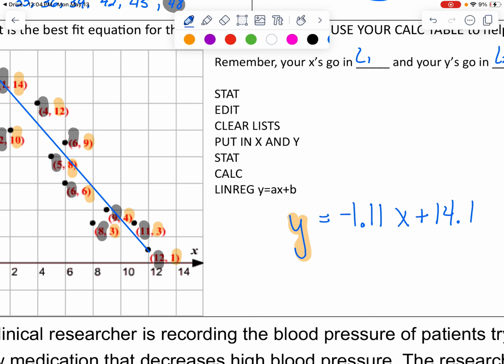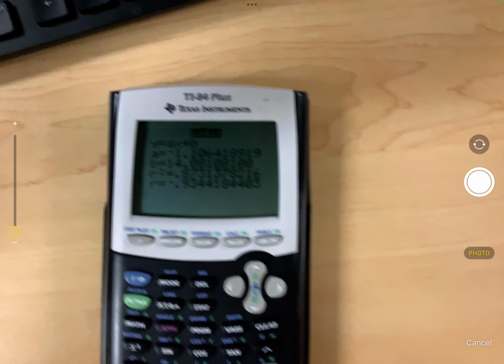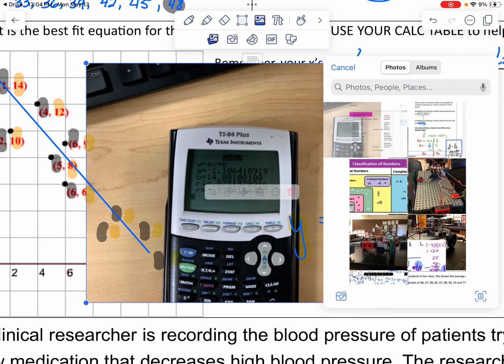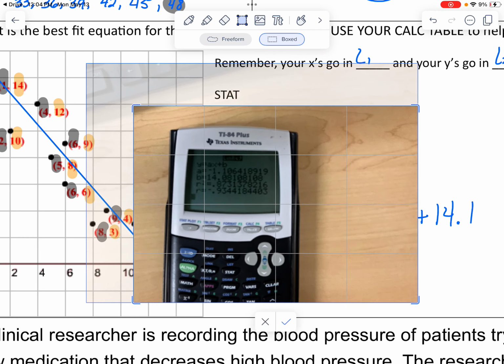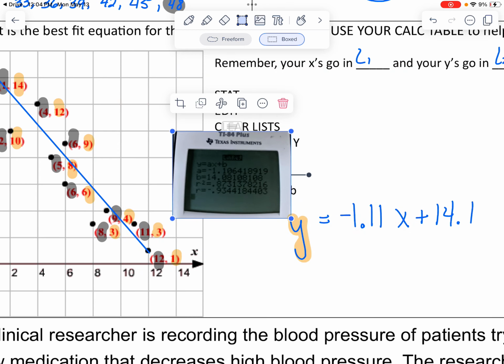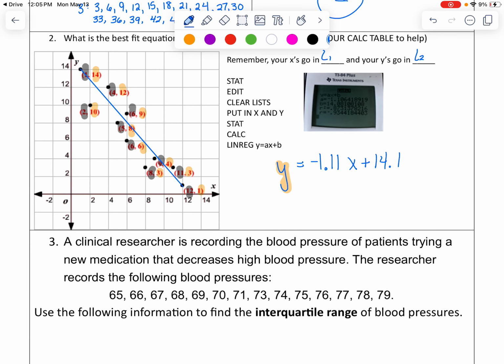And again, I'm going to show you my screen so you can see that. So I'm going to use my camera and take a picture of this so you can see it. Use that photo. Sorry if that's loud. And crop it down so you can see how we got all those numbers. All right, and there they are. So that was by using those buttons there on the side, and that will give you the equation that you need. All right, number 3.